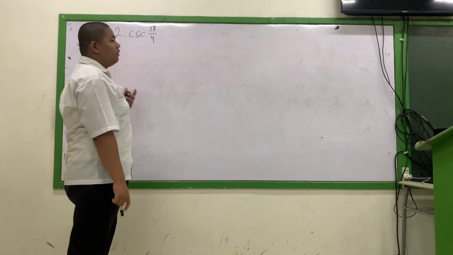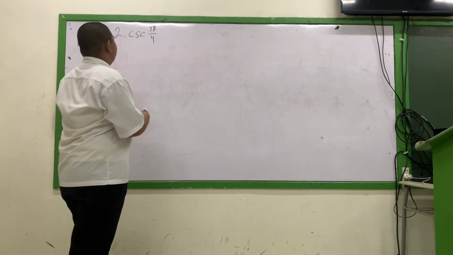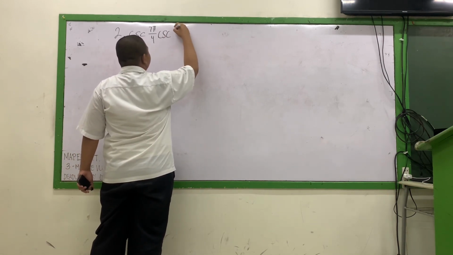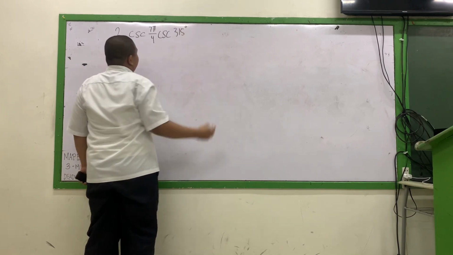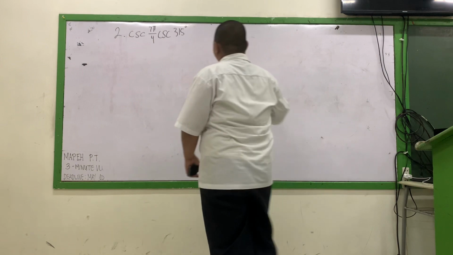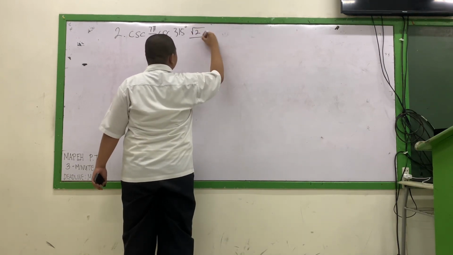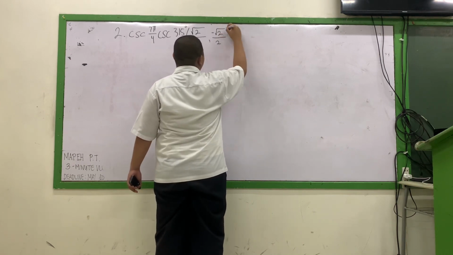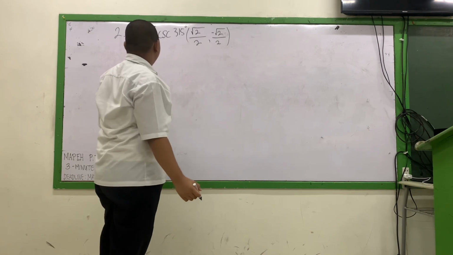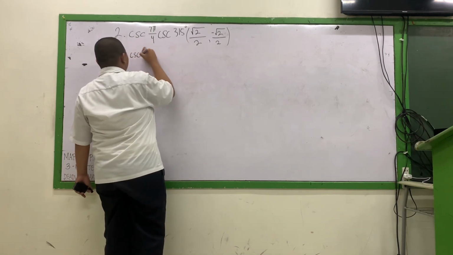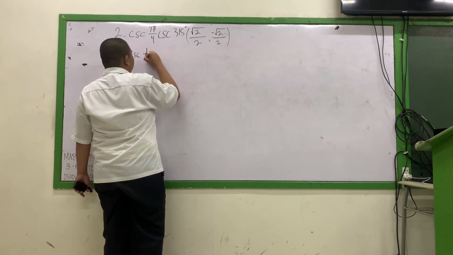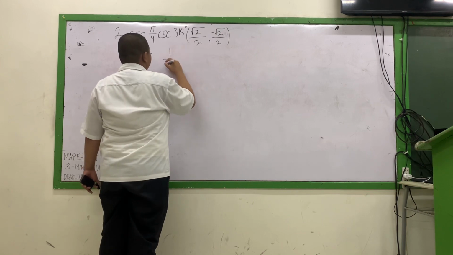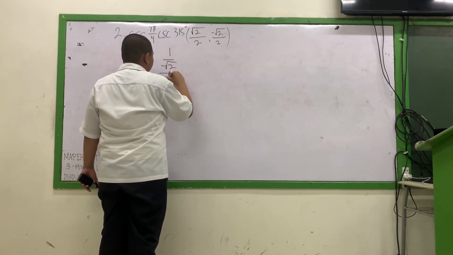Cosecant of 7 pi over 4. Basically, this is equivalent to cosecant of 315 degrees. And the terminal points of this are square root of 2 over 2 and negative square root of 2 over 2. And since cosecant is equivalent to 1 over y, we just need to substitute, and it will end up as 1 over negative square root of 2 over 2.